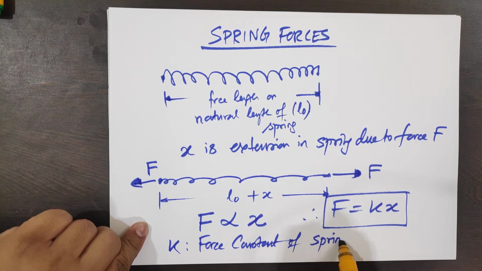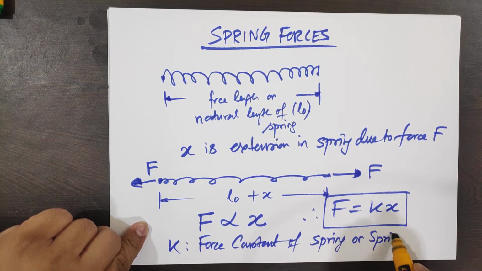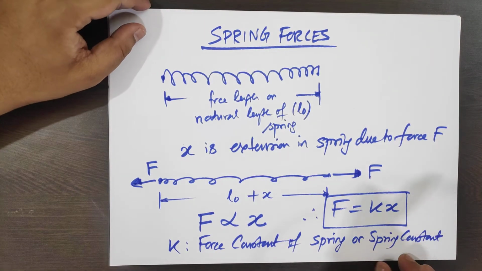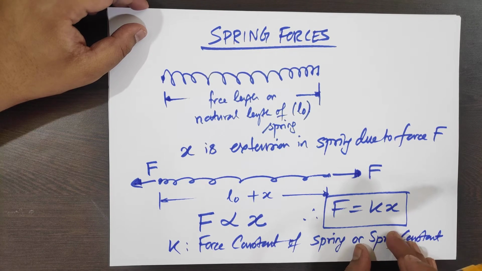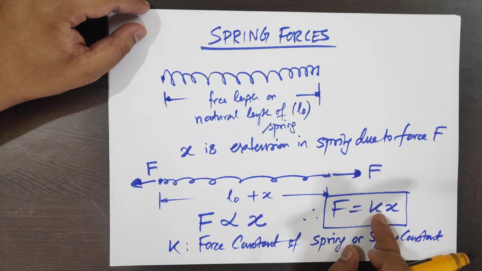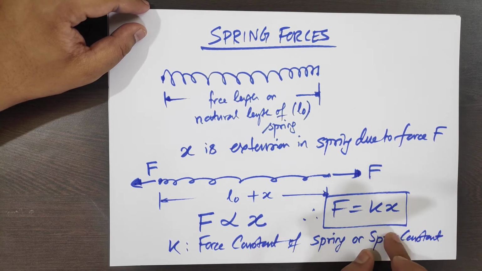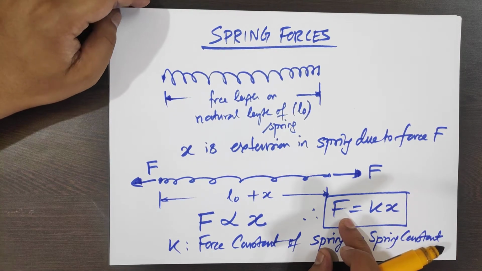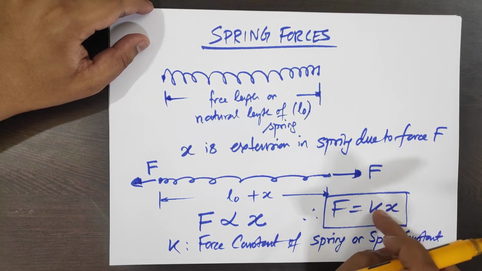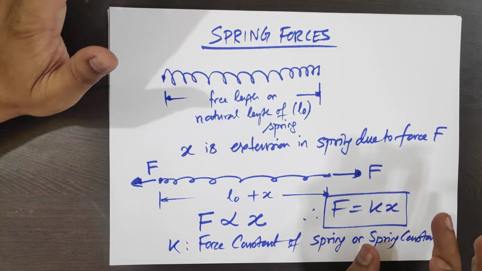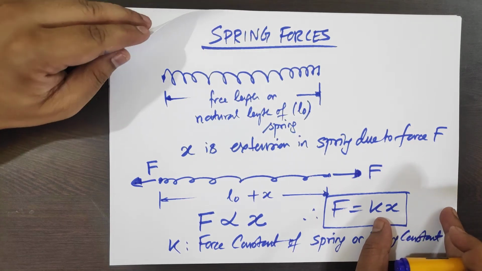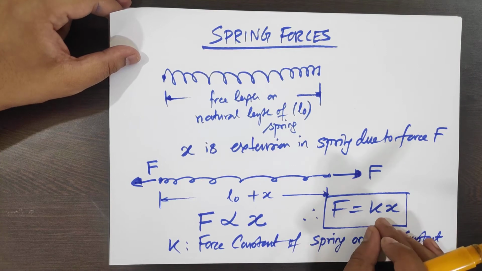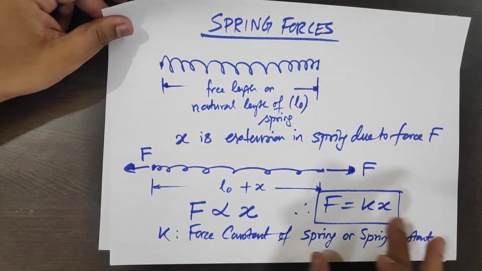Force constant of the spring, also known as spring constant. The more the value of the spring constant, the more difficult it is to stretch the spring, because K is equal to F divided by x. Suppose there is a large force and for that the extension is very small, that means this K is very large, that means the stiffness of the spring is very high. So K denotes the stiffness of the spring. If K is less, then you can easily stretch the spring.